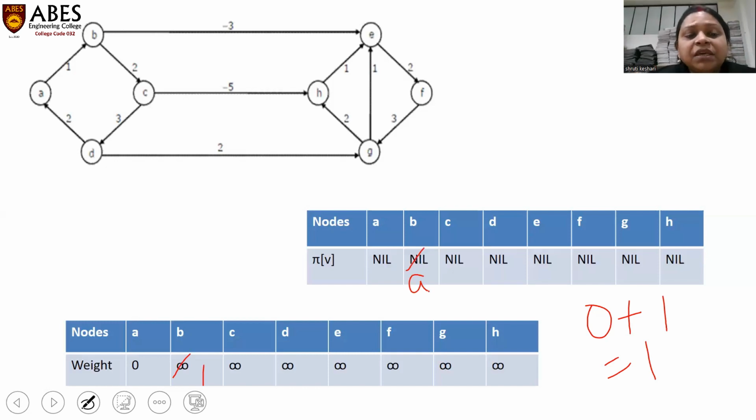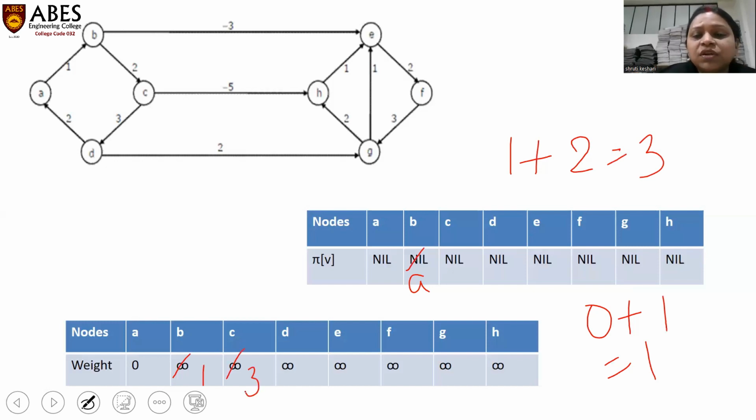Now, from B, you have only one edge, sorry, you have two edges. One is moving from B to C and second is from B to E. Now, just check the value. C is containing the value infinity. If we are going from B to C, B is containing the cost of 1 plus edge cost is 2. That is 3. Yes, 3 is less than infinity.